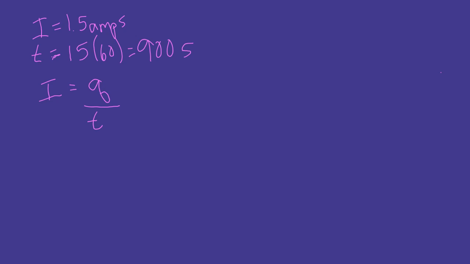So we have 1.5. Q is what we're solving for because that's going to give us moles of electrons, and time is 900. And we have the charge is 1350, and that's coulombs. They tell us the units on the equation sheet, which really, really helps. All right, so now we're going to take that.